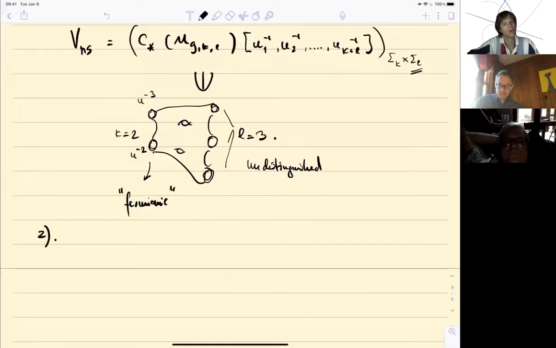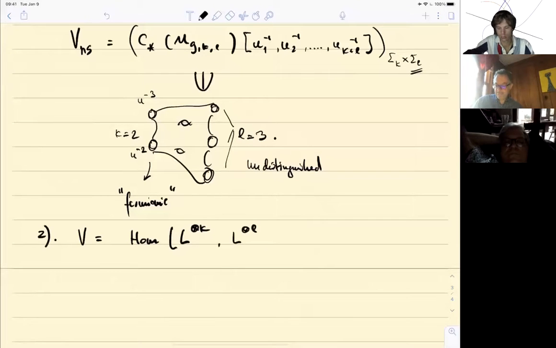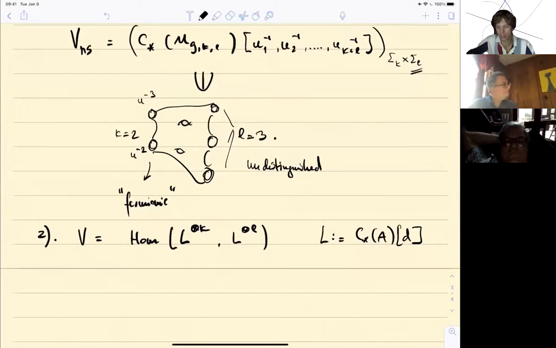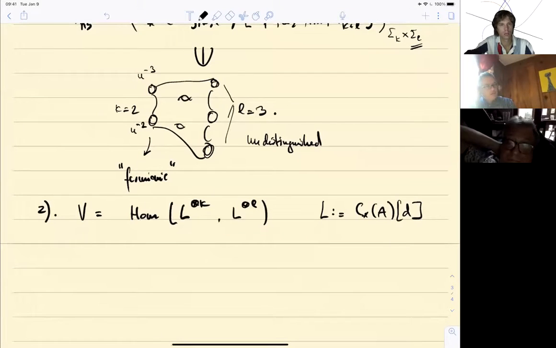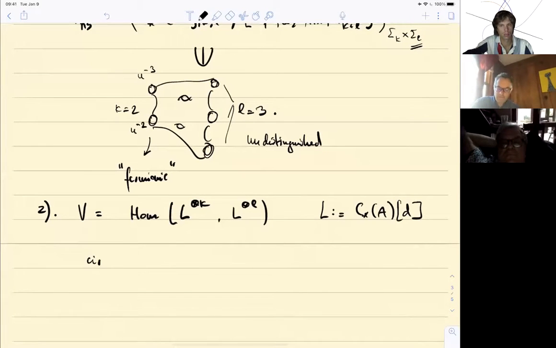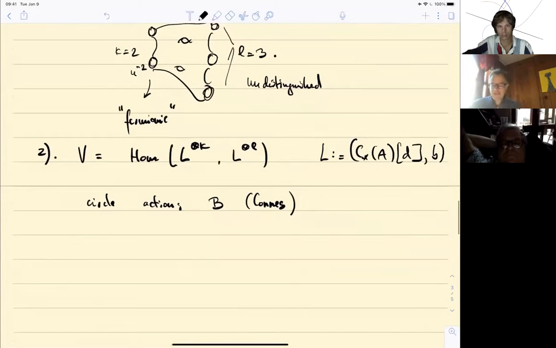Concrete example number 2 is when V is Hom(L tensor K, L tensor L), where as before L is the Hochschild chains of A shifted by some dimension. Because L is the chains of an algebra, it has a circle action. Any Hochschild chains has a circle action, given by the capital B operator of Connes. Of course, this has its own differential little b, so it's a DG vector space. And I have symmetric group actions on the inputs and on the outputs in the obvious way. And then when I take V_HS, it turns out that it's something of the following sort.